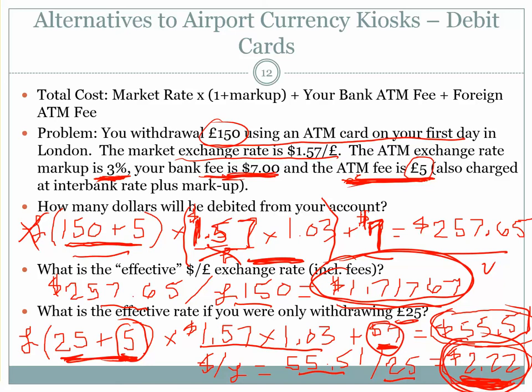And the reason this effective exchange rate goes up as you withdraw less money is you have a fixed fee, 5 pounds and $7, no matter how much you withdraw, whether it's 1 pound or 1,000 pounds. You're still paying 5 pounds plus $7. So it's best to make one large withdrawal in the country, and then worst case, you could sell back the exchange at the end of your trip, or maybe buy something on the way out in the airport.